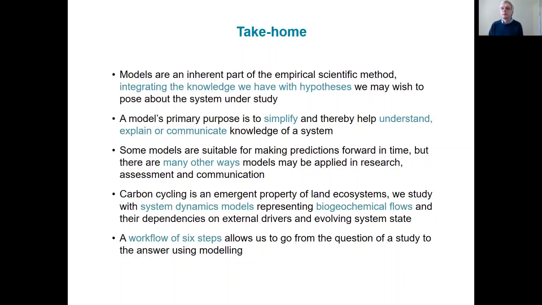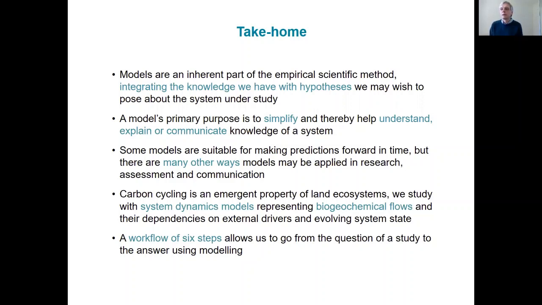Models, I hope that we are able to think of them now as being an inherent part of the scientific method that we all use. What they do is they provide a framework to integrate the knowledge we have, that consensus knowledge that we're confident in, with hypotheses that we might wish to pose based on novel observations, or even just thinking about how the system works.